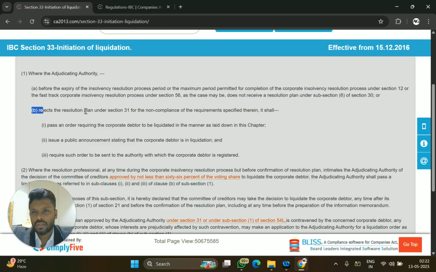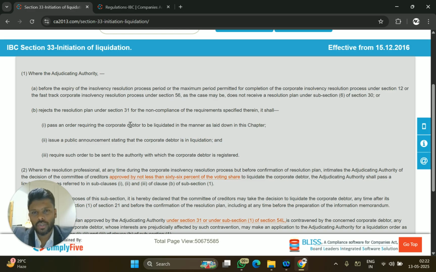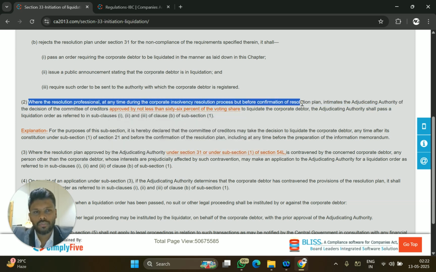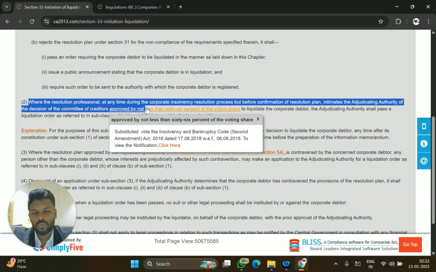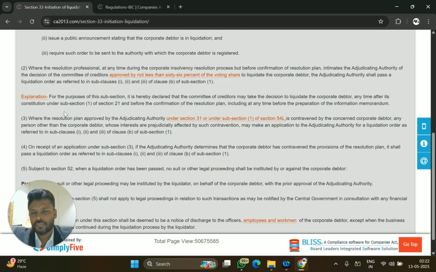Second, it rejects the resolution plan under section 31 for non-compliance with the requirements as specified, and it shall pass an order requiring the corporate debtor to be liquidated in the manner provided in the chapter. This is situation number 2. Situation number 3, where the resolution professional at any time during the CIRP process but before the confirmation of the resolution plan intimates the adjudicating authority of the decision of the committee of creditors, approved by not less than 66% of voting share, to liquidate the corporate debtor, the adjudicating authority shall pass a liquidation order. This is circumstance number 3.